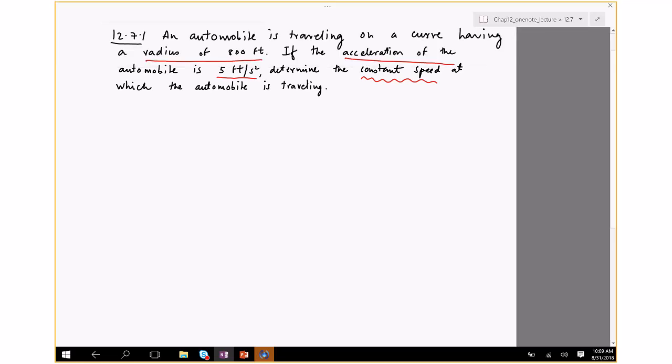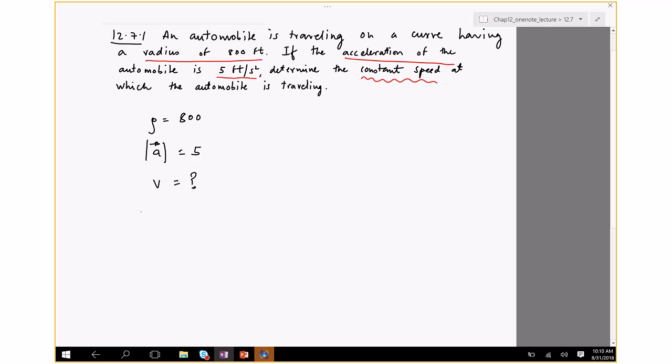Okay, so let's put that in terms of the variables we defined. The radius is, in this case, constant. It's given to be 800 feet. If you're not given that, you'll have to evaluate the radius of curvature, as I'll show in the next problem. You're given the acceleration is 5 feet per second squared. You're not told if it's the tangential or the normal acceleration. So if you're given something like this, it just means that's the absolute value, the magnitude of the acceleration. And then you're told to find the constant speed, so you're told to find v.